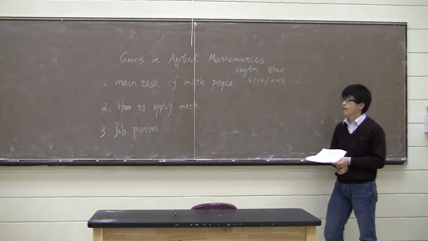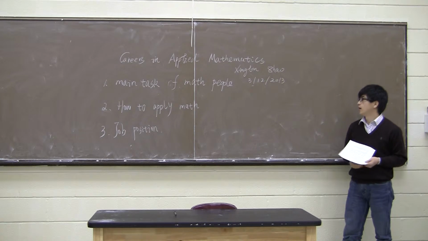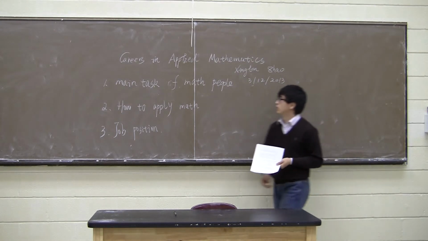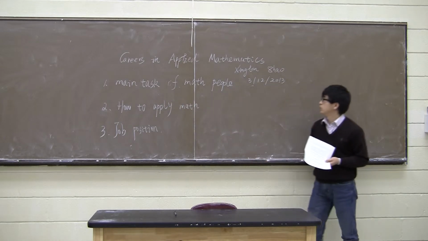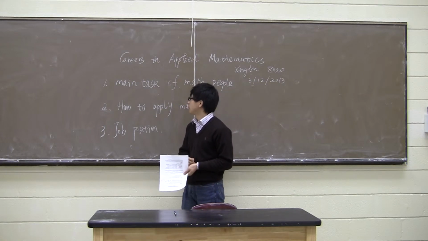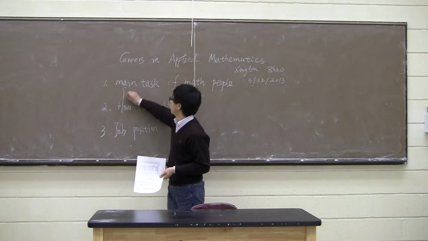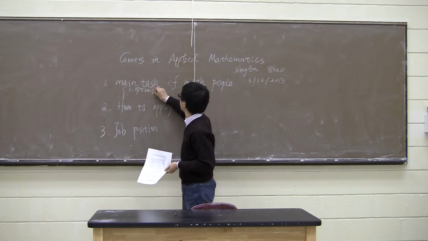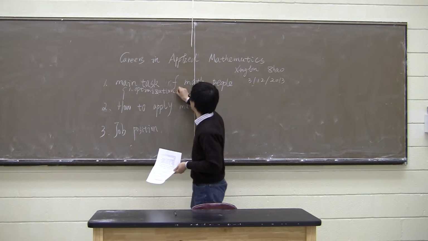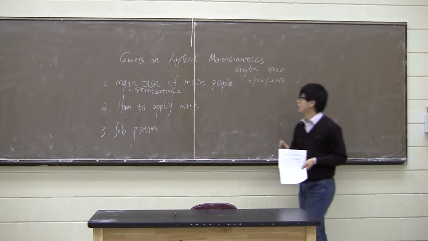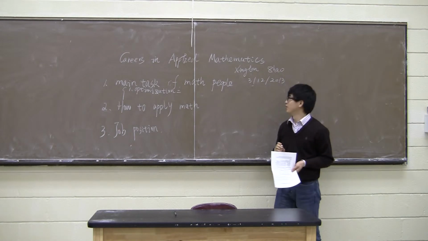Okay, if you have any questions, you could interrupt me anytime, or we could discuss that after the lecture. Now let's take a look at the main tasks mathematical students do in real life. Typically, there are two tasks. Task one is optimization. This is to say, to obtain the maximum output with the minimal cost.